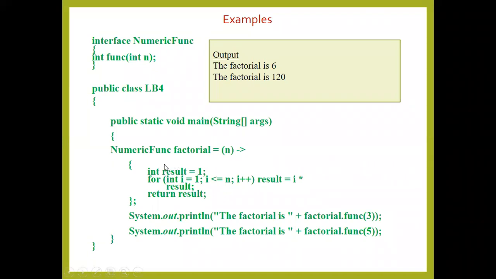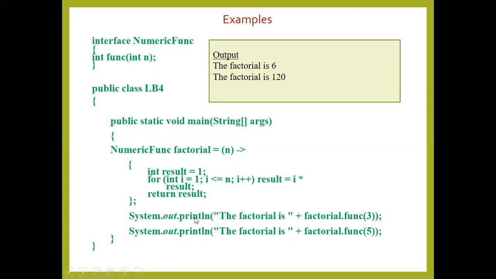So the body contains a block of statements. Inside this block of statements, we are using a for loop. Using this for loop, the factorial of the given number n is calculated. After calculating the factorial, it is returned as the output using this return statement.